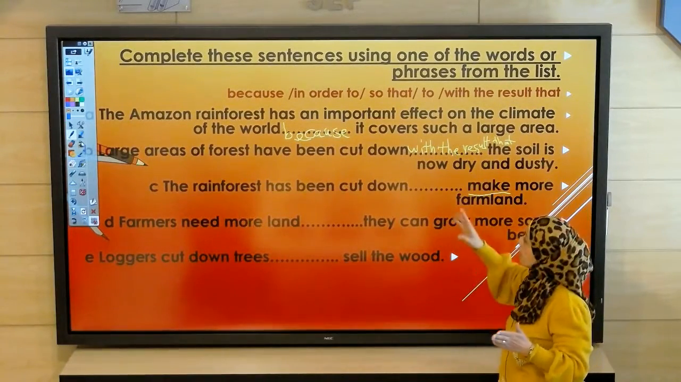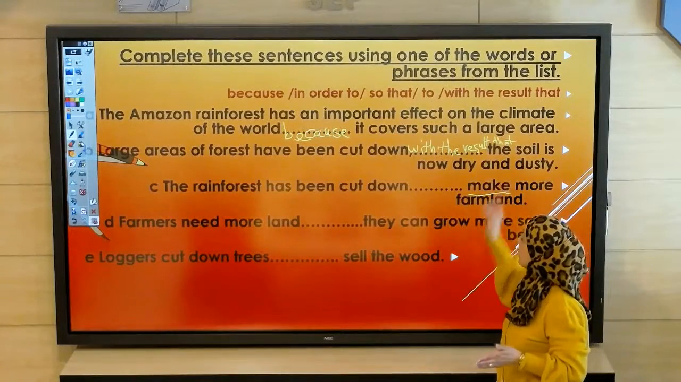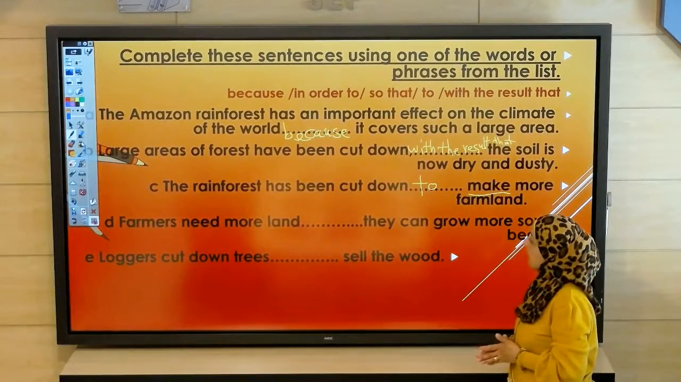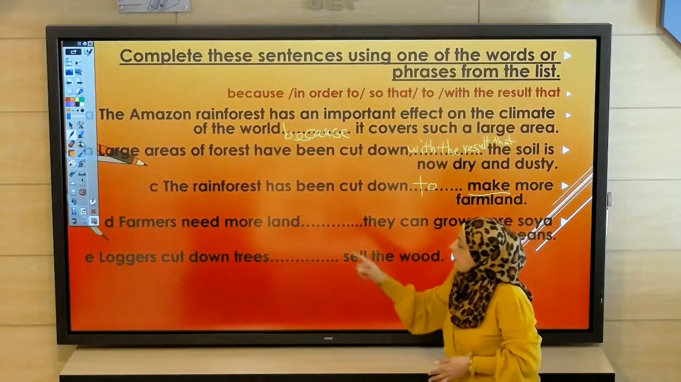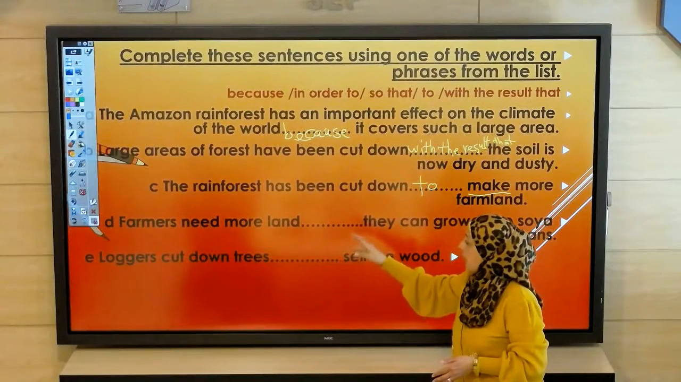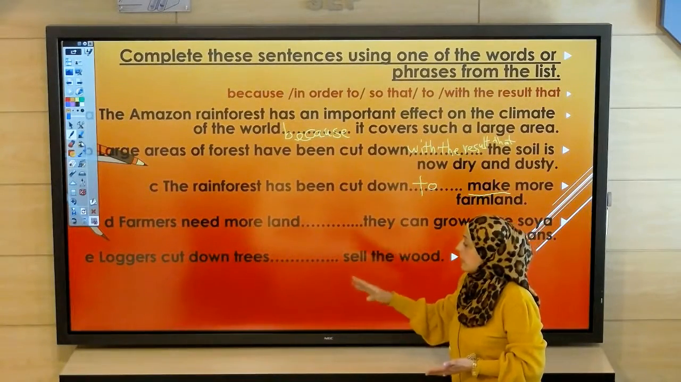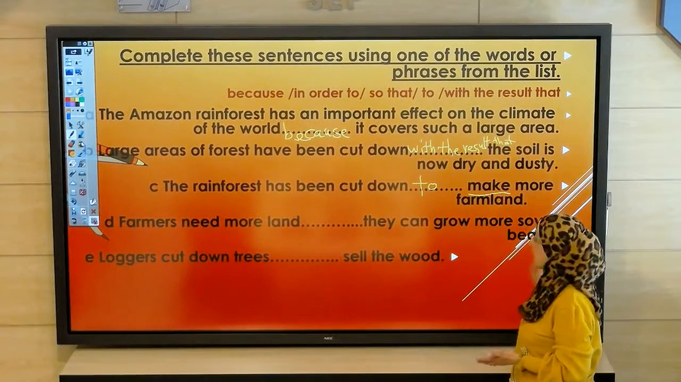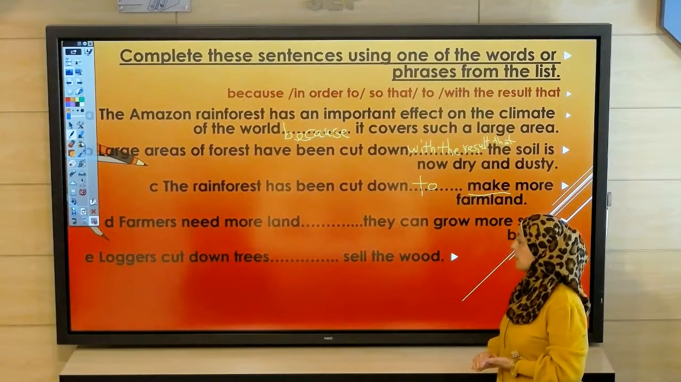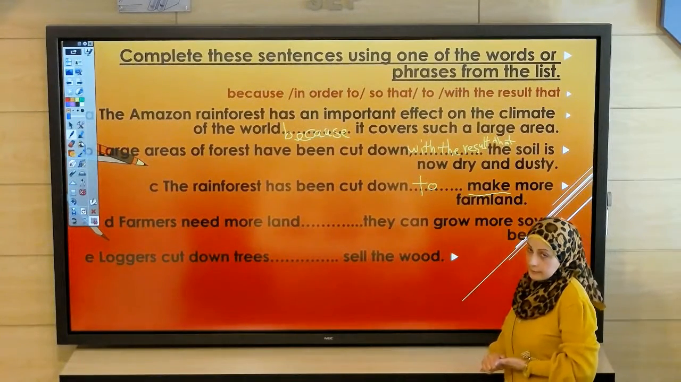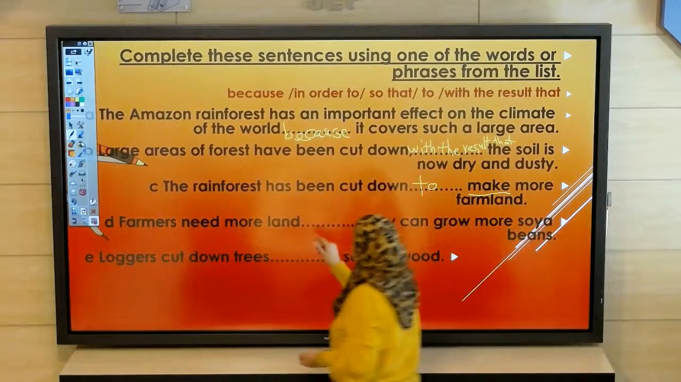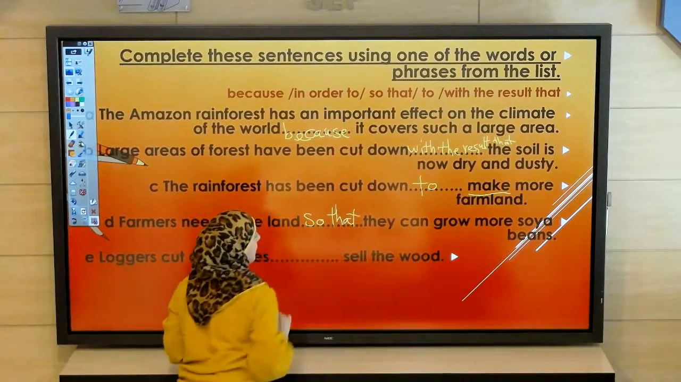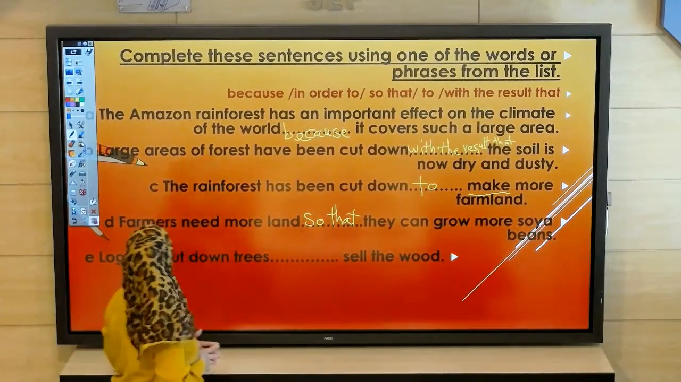We can here use either in order to or to make more farmland. Now, farmers need more land. They can grow more soybeans. Farmers need more land, okay? So that. So here the answer, so that they can grow more soybeans.